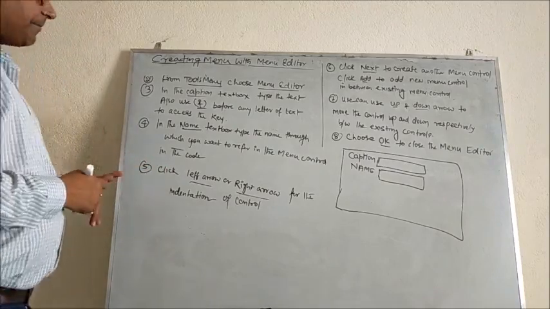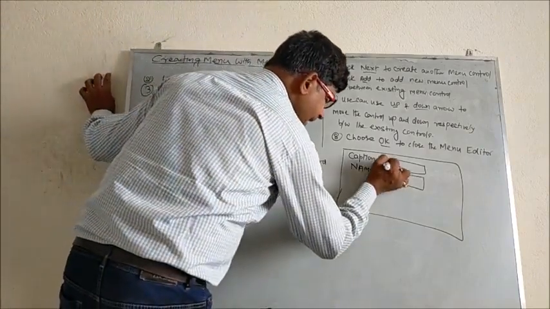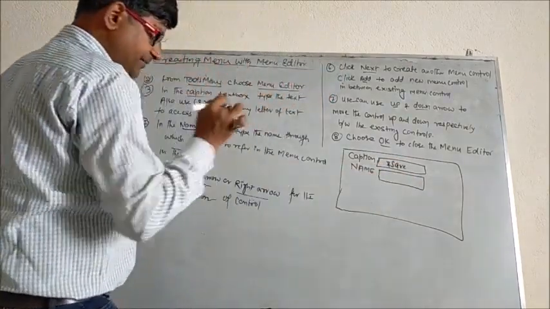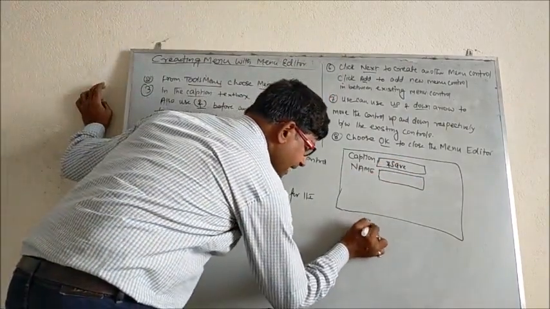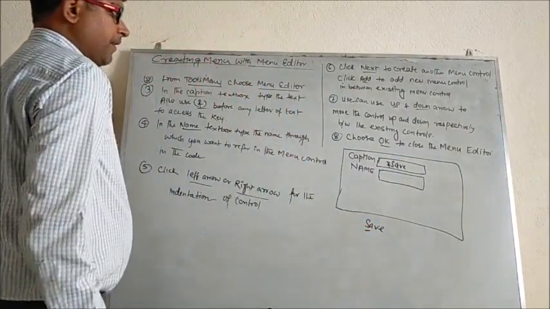So how does it happen? Last time also I told you, if I write ampersand save, what will it give you? It will give you Save, and under the S there will be a dash.